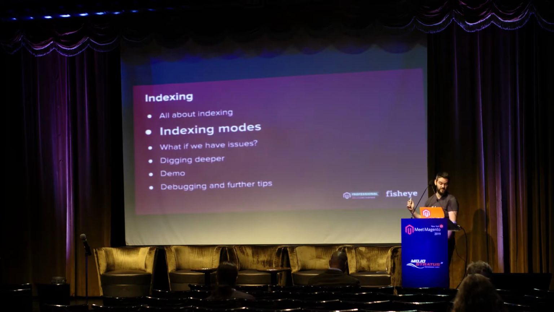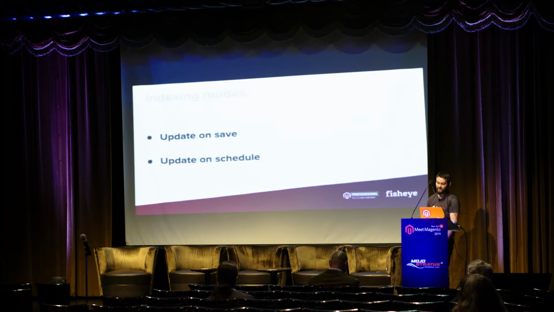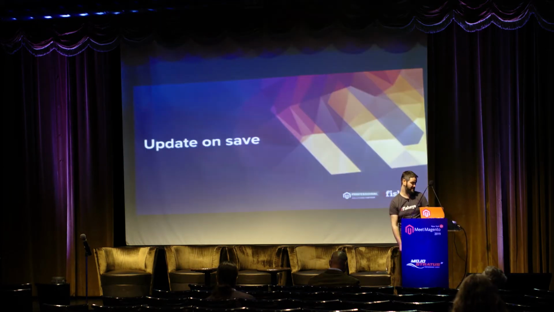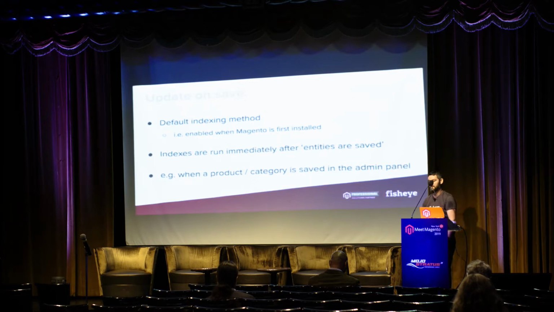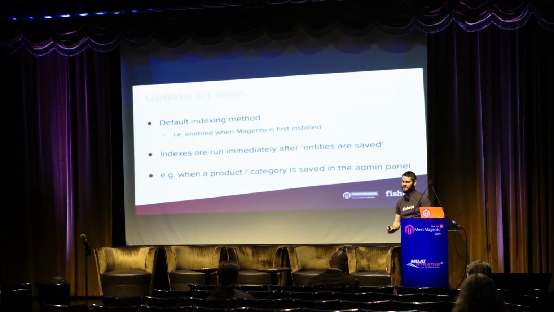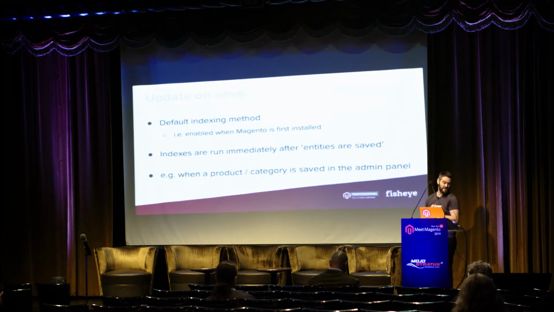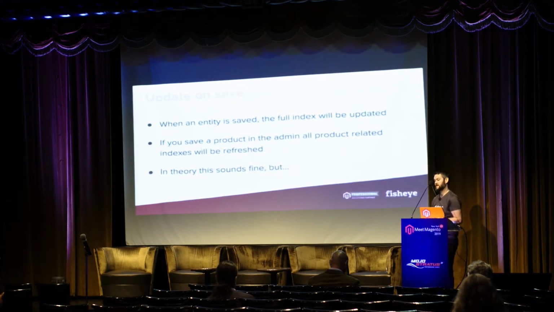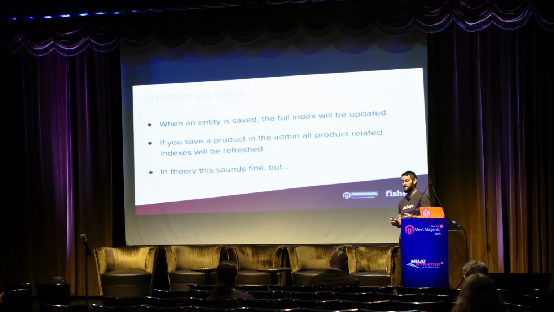So let's have a look at the two indexing modes that Magento gives us. We have update on save and update on schedule. We'll start with save. This is the default method. When you install Magento, this is what's enabled by default. So what happens with this mode? Anytime you save an entity, and to save me saying entity for the rest of the talk, I'm just going to refer to products from here on out. Indexes aren't just for products, but it's going to be easier and a better way to explain. So if you save a product, the index is run straight away. Not only that, when you save a product, the indexes for every single product in the catalog are refreshed.